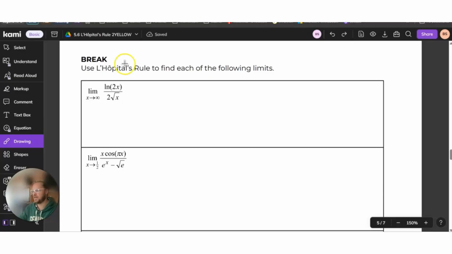All right, so use L'Hopital's rule to find each of the following limits. So, if we plug in infinity, the natural logarithm of infinity is infinity, and the root of infinity is infinity. So therefore, we must do the limit as x approaches infinity using L'Hopital.